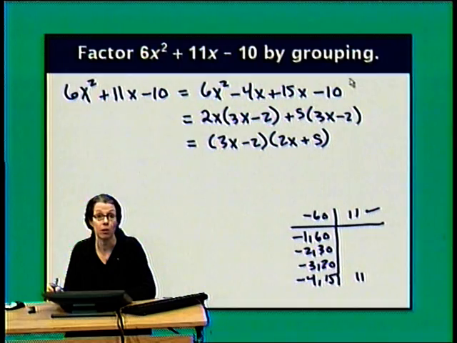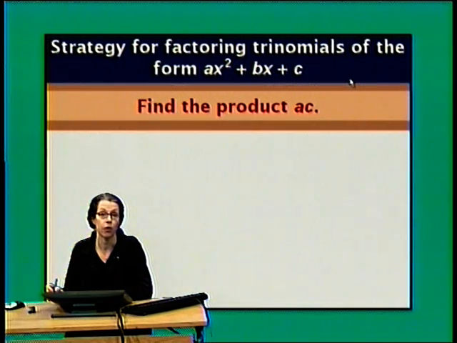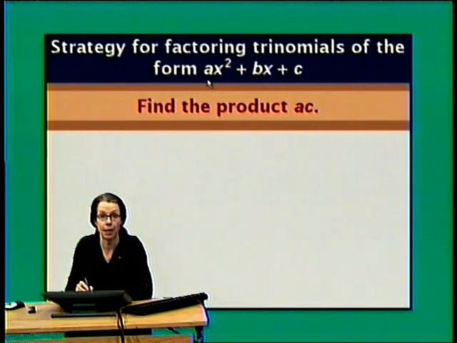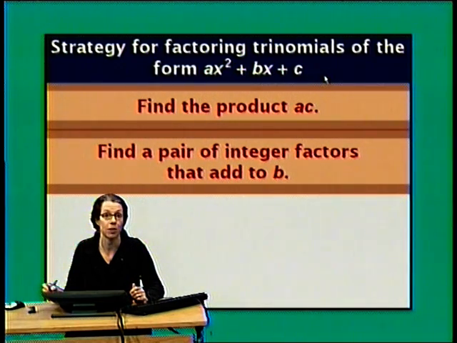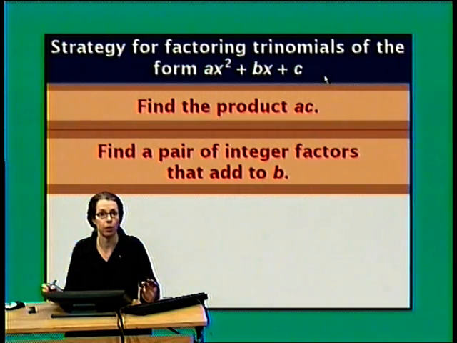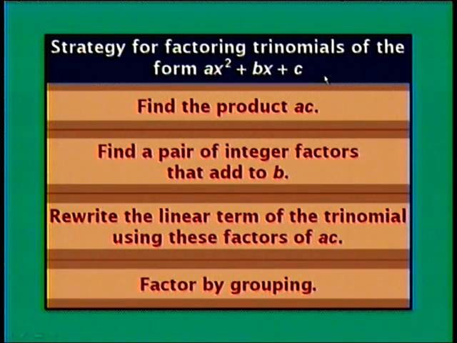What we've developed here is a general strategy that will work for factoring all trinomials. First thing we want to do is find the product of a and c. A is the leading coefficient, c is the constant term. Then we're going to find a pair of integer factors of this product, ac, that add to b. Then we're going to rewrite the linear term of the trinomial using these factors of ac. And finally, we'll be able to factor by grouping.